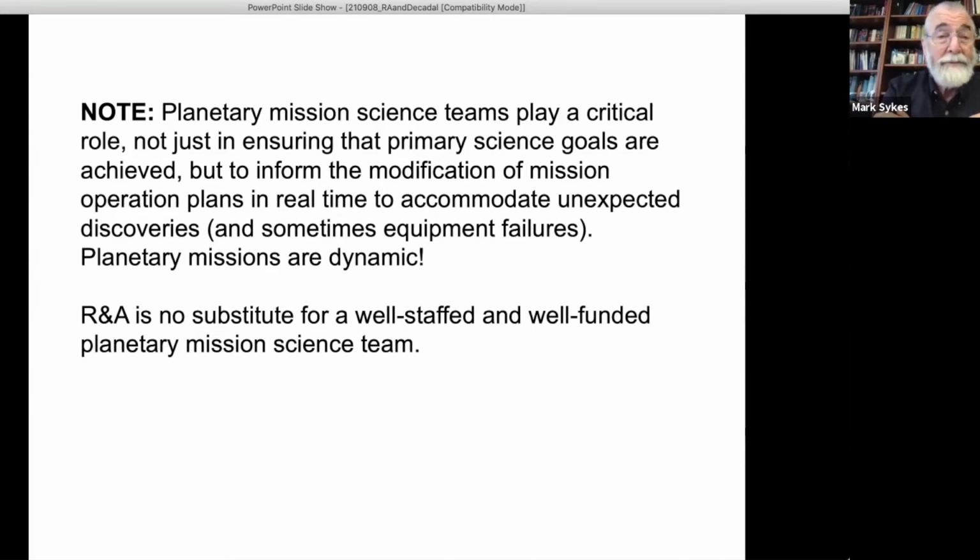And then sometimes, if something doesn't work well, you have to do workarounds for that. The research and analysis programs are no substitute for a well-staffed and well-funded planetary mission science team. We want to continue analyzing the data on into the future, but we need people that are well-supported, well-funded, and well-staffed on the scene, if you will, on our planetary missions.